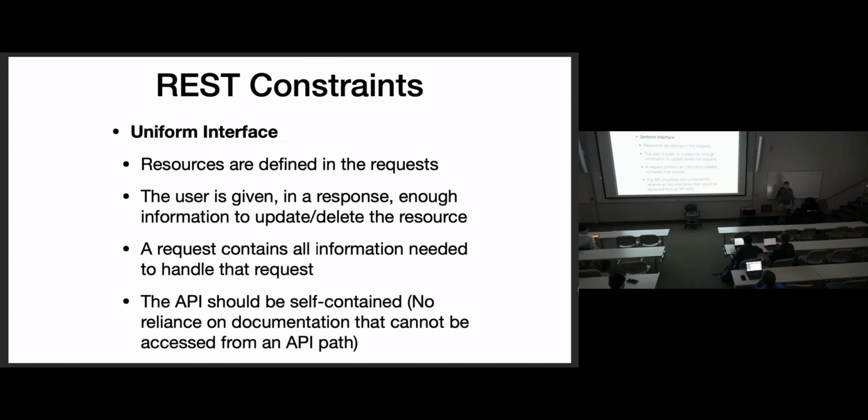And uniform interfaces, there's a lot in this one. The resources are defined in the requests for our homework purposes. This is putting the ID in each path. So the path, the request itself, is identifying each resource. Whenever the user has a record, they have enough information to be able to work with that record, either update or delete it. Specifically for our purposes, they have the ID. So even when you get a create request, the spec of the homework says for that create request, you have to return the entire record, including the ID in the response.